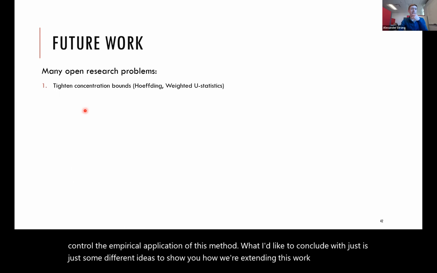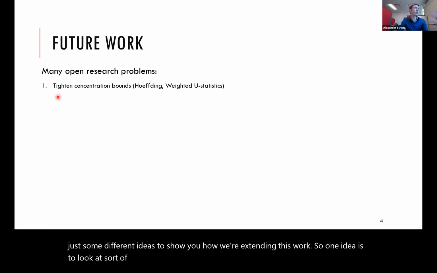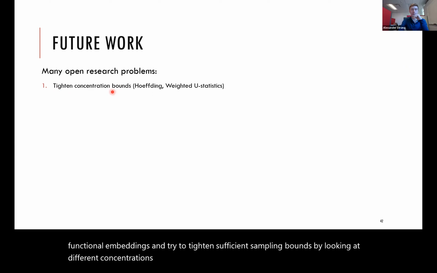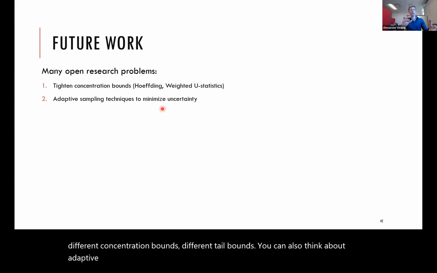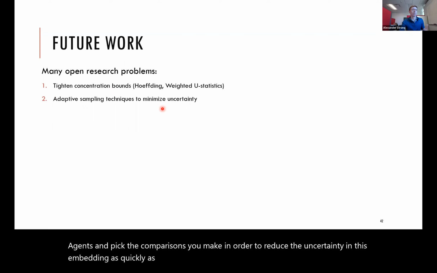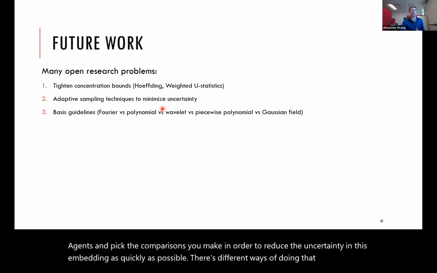What I'd like to conclude with is just some different ideas to show you how we're extending this work. So one idea is to look at perturbation bounds on Monte Carlo estimates to performing these functional embeddings, and try to tighten sufficient sampling bounds by looking at different concentration bounds, different tail bounds. You can also think about adaptive sampling techniques where you iteratively pick your agents and pick the comparisons you make in order to reduce the uncertainty in this embedding as quickly as possible. And there's different ways of doing that.